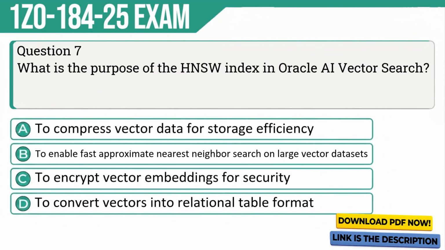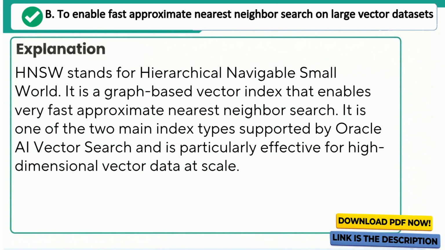Question 7. What is the purpose of the HNSW index in Oracle AI Vector Search? A. To compress vector data for storage efficiency. B. To enable fast approximate nearest neighbor search on large vector datasets. C. To encrypt vector embeddings for security. D. To convert vectors into relational table format. Correct answer, B. To enable fast approximate nearest neighbor search on large vector datasets.